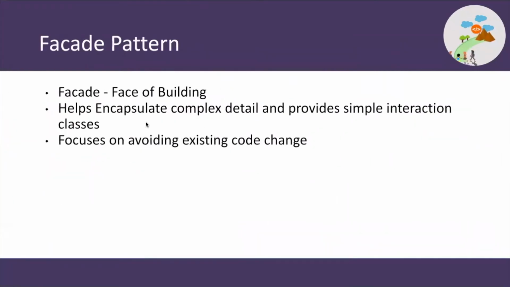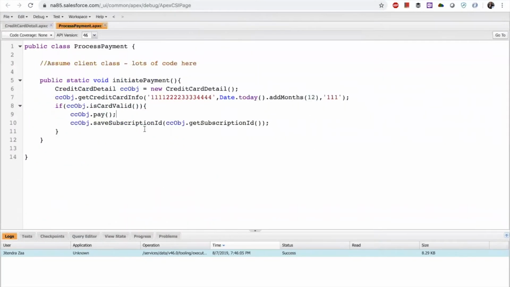And that's what the facade pattern talks about. In the English language, normally a facade is simply the face of a building. In this design pattern, we encapsulate complex detail and we provide a very simple interaction class. And what we do is we try to focus on avoiding change in existing code. So if you ask me how that can be the facade pattern, it would be very simple.